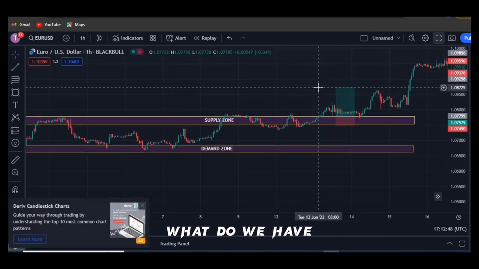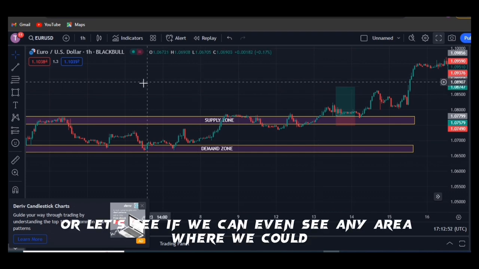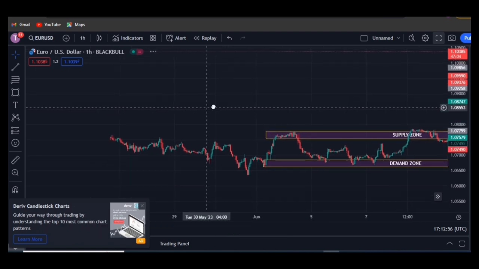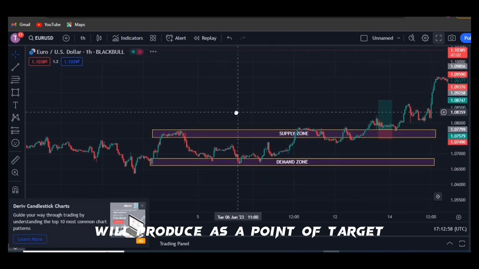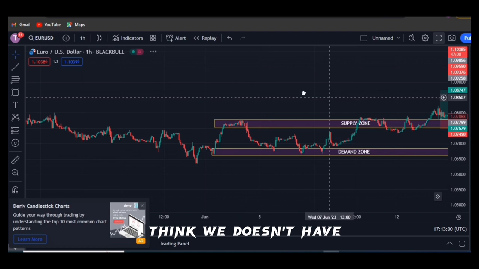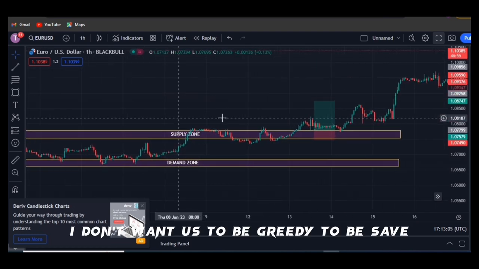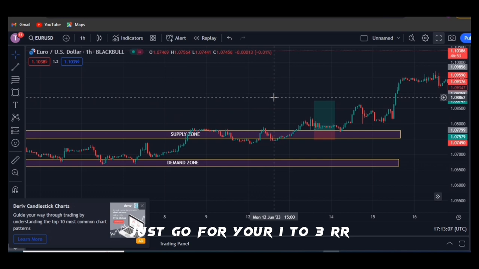So we enter a long here. What do we have? We got our profit. Or let's see if we can even see any area where we could use as a point of target. I think we don't have an area, but to be safe, guys, I don't want us to be greedy. To be safe, just go for your 1-3 risk reward.